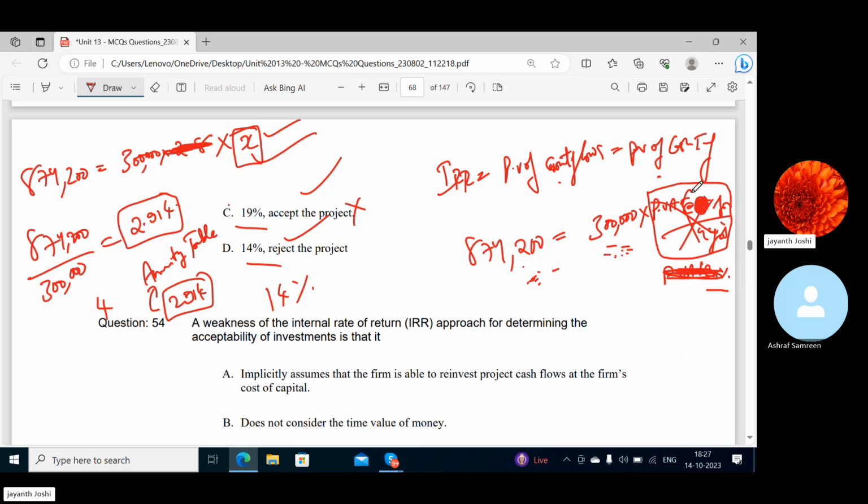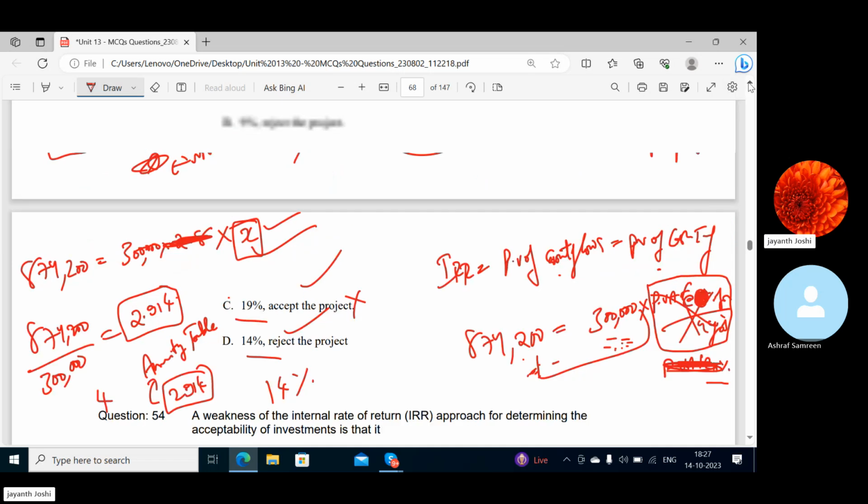If I multiply the factor with 3 lakh, what's going to happen? Just try to see. 300,000 times the factor gives 8 lakhs 70. It is the same amount as the investment. So I got my IRR.